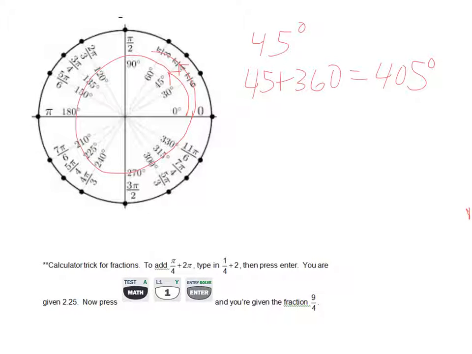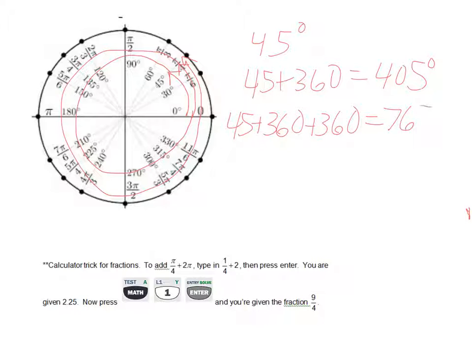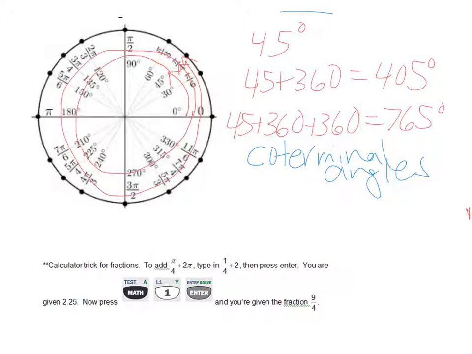I could go around again, stop at 45. Now I've gone to 45 plus once around plus twice around. I've traveled 765 degrees. Because 45, 405, and 765 all represent the same place on the circle, these angles are known as coterminal angles. These three are coterminal, and every time we add another 360 and end up at 45 degrees, that's another coterminal angle. When traveling in the circle, we move counterclockwise.